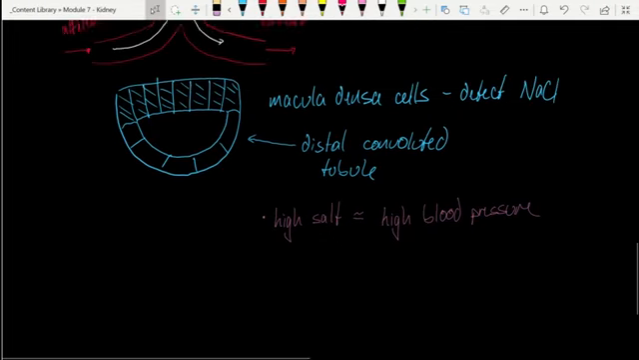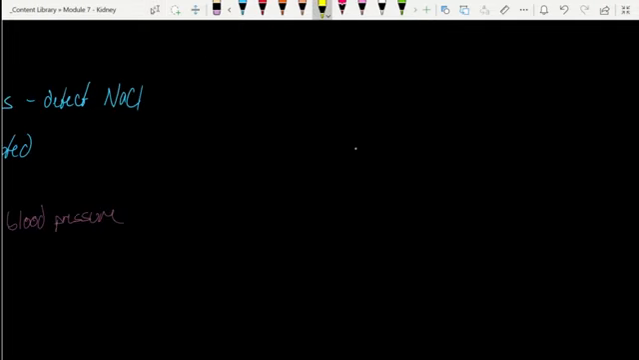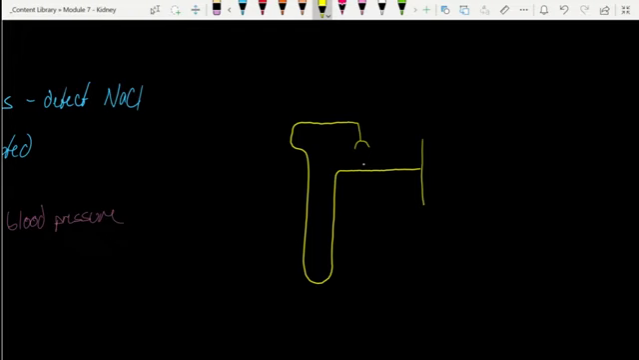Remember, if we were to draw just a quick view of how this is working, right? Here's the loop of Henle, proximal convoluted tubule. I'm sorry, the nephron, we've got the proximal convoluted tubule, the loop of Henle, and then we come over here to the distal convoluted tubule and the collecting duct. And these macula densa cells, they're sitting right here.